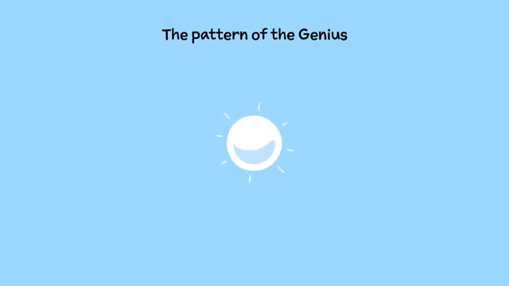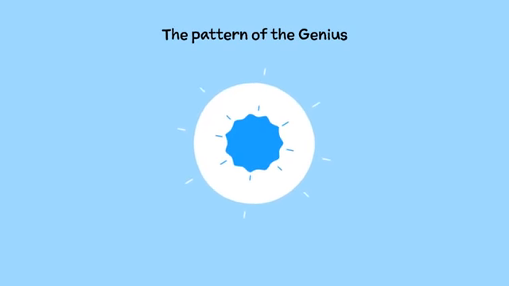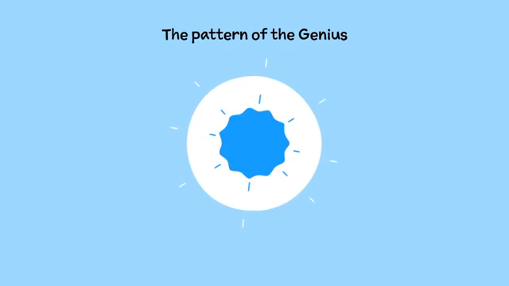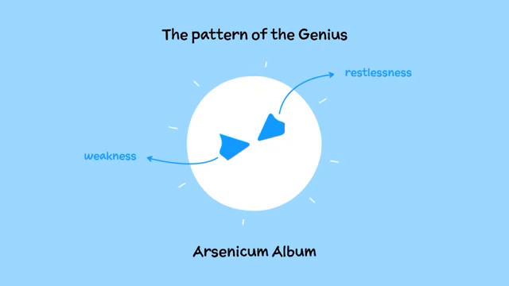The third pattern is the pattern of the genius. The genius is a much more subtle aspect than symptoms or system. It's the main idea, the flavor, the essence, the grand general of the remedy. Initially, it was thought that the genius of each remedy can be represented in a few words. For example, weakness and restlessness for Arsenicum album.